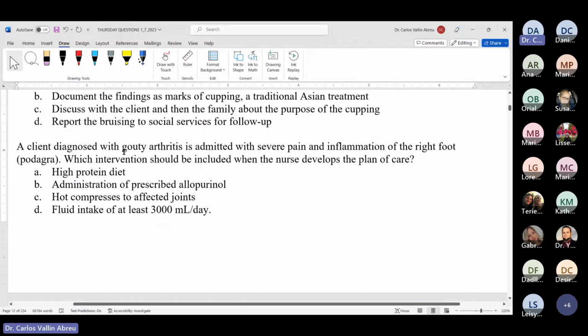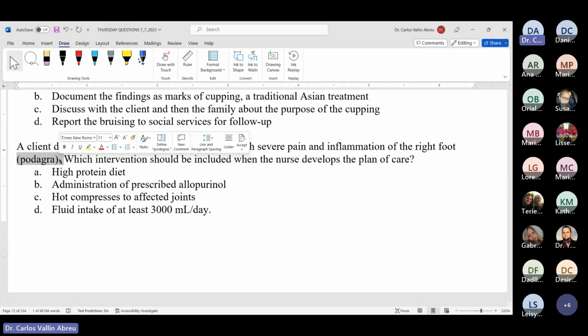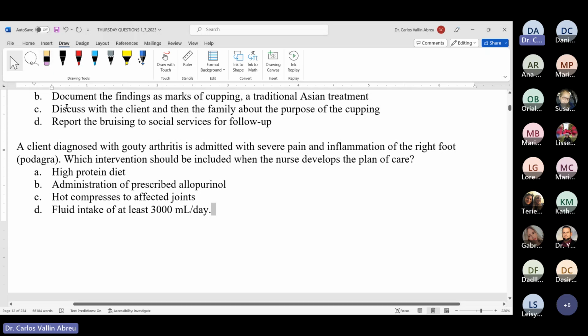A client diagnosed with gouty arthritis is admitted with severe pain and inflammation in the right foot. Podagra. Remember this name? This is the name of the inflammation in the base of the great toe that is characteristic of the acute arthritis or crisis of gout. Which intervention should be included when the nurse develops a plan of care? A. High protein diet. B. Administration of prescribed allopurinol. C. Hot compresses to affected joints. D. Fluid intake of at least 3,000 milliliters per day.